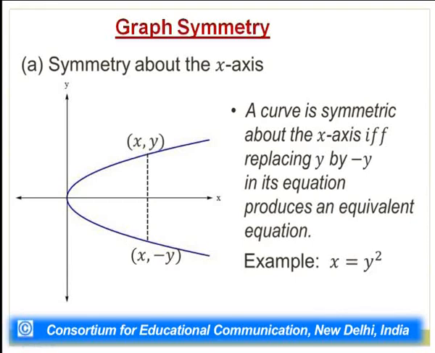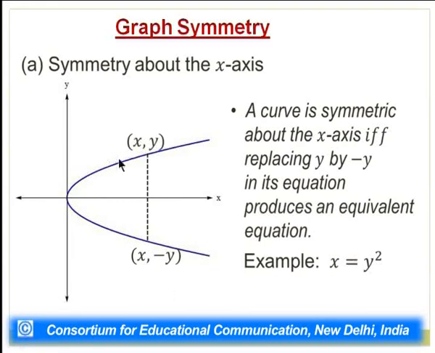Now what does this mean mathematically? This means that if I were to take a point like (x, y) on the curve, then the reflection of this point (x, y) is (x, -y) on the other side of the x-axis. So if we were to take the reflection of (x, y) in the x-axis, that would be (x, -y). Both these points should lie on the curve for symmetry about the x-axis.